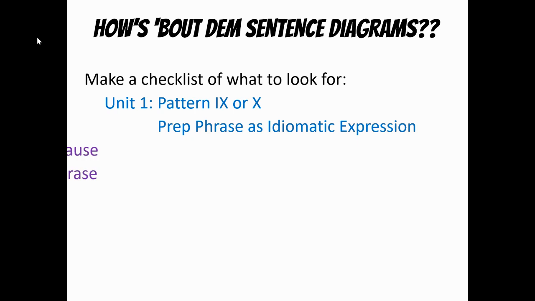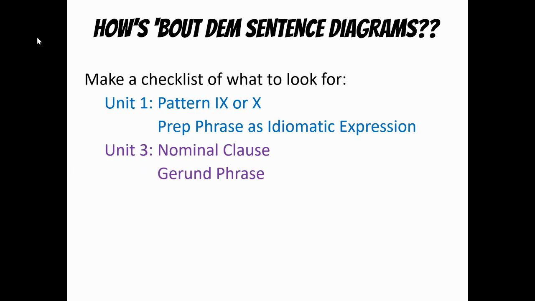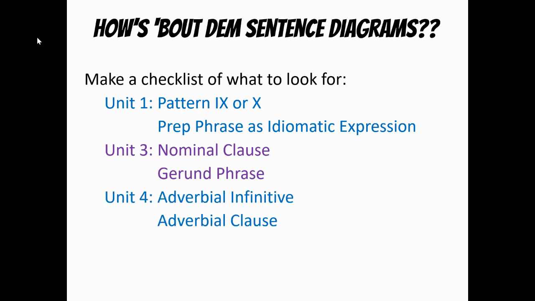So think about that. Unit 3, I want to focus on nominal clauses, or a noun clause up on a tree, as well as gerund phrases. Right? So gerund phrases, which oftentimes will be up on trees as well. From Unit 4, I want to look at the adverbial infinitive, which is always underneath the verb. Sometimes it's in order to, sometimes it's just the word to plus the verb, and also an adverb clause where we join verb to verb with that subordinating conjunction like because or when.